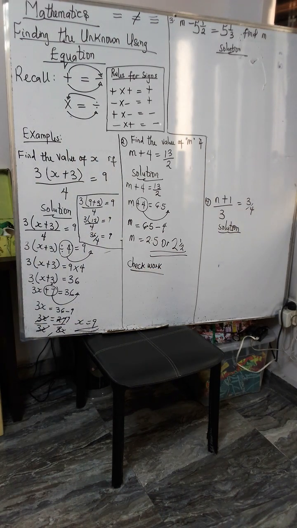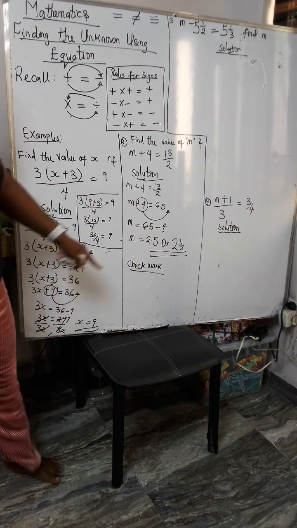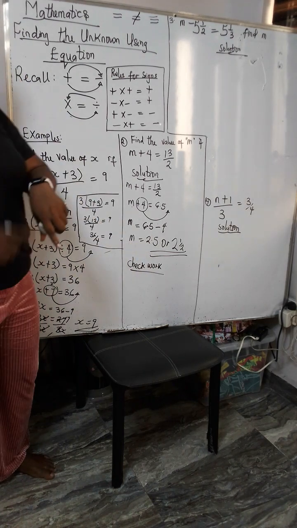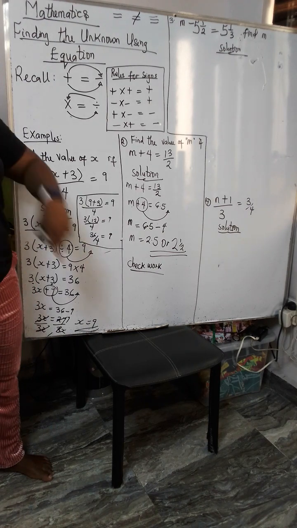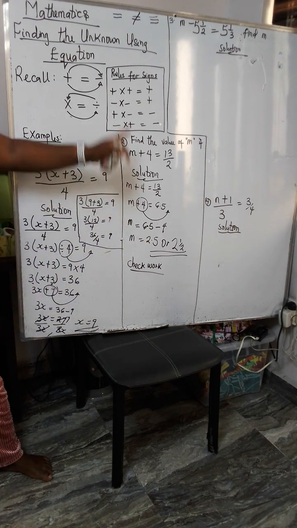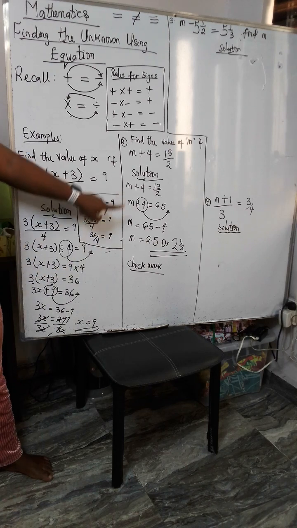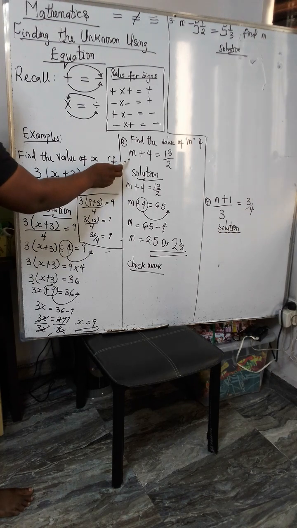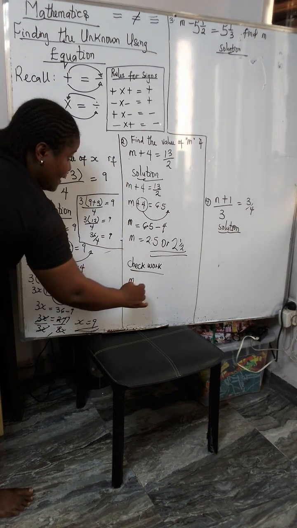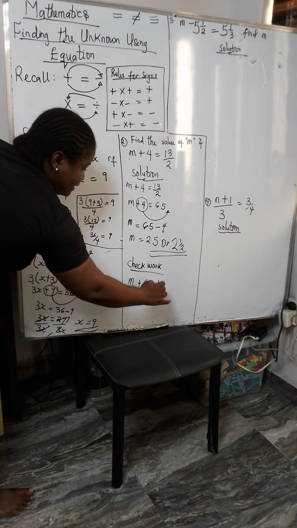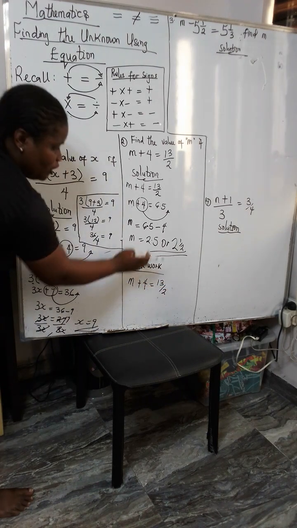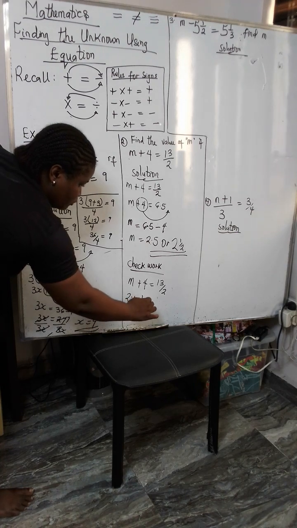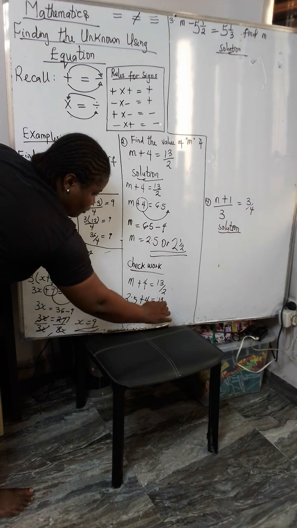To check this work, all I need to do is substitute the value of n into the equation. And substituting the value of n into the equation would be what? n here is 2.5, so anywhere I see n, I put 2.5. So if n plus 4 equals 13 over 2, and the value of n is 2.5, this is now 2.5 plus 4 equals 13 over 2.